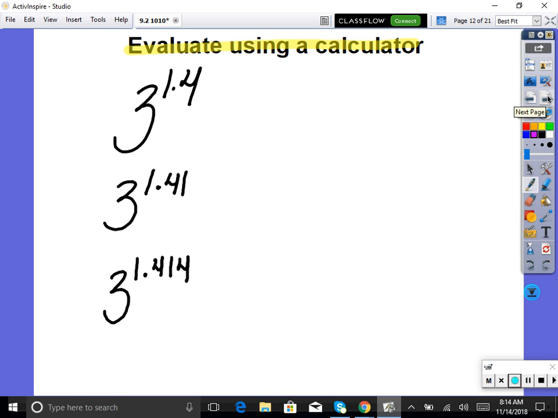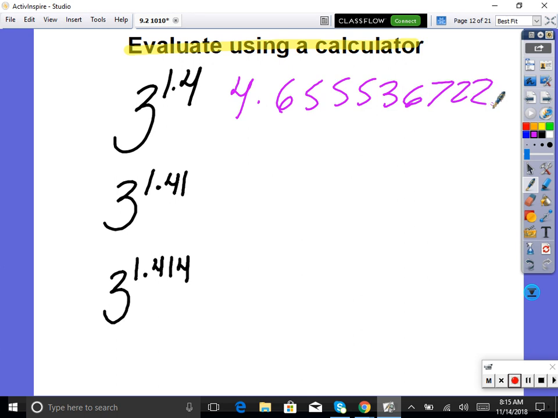Evaluate with the calculator. Take your calculator, type it in. It's that easy. It says, what is 3 raised to the 1.4? So you literally just type in 3 raised to the 1.4 is 4.655536722. Not hard, is it? Great, right? Easy. Your calculator will still do it.